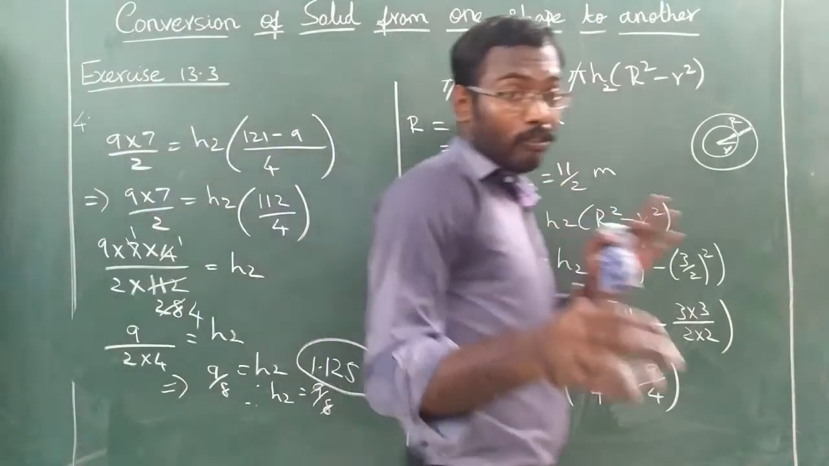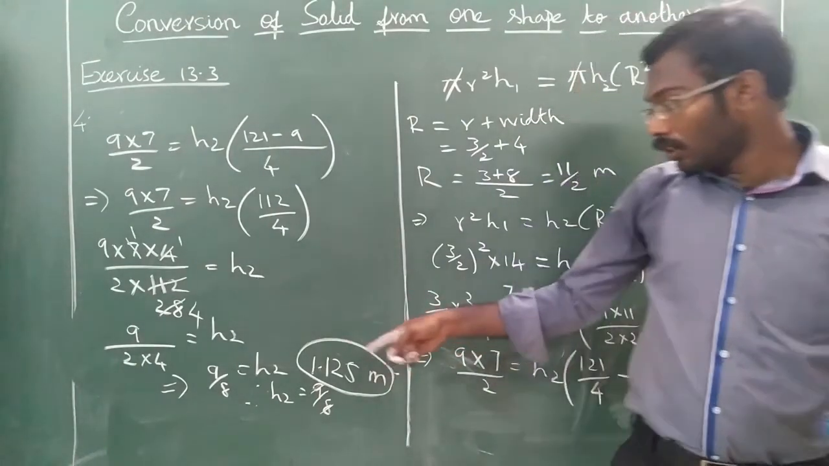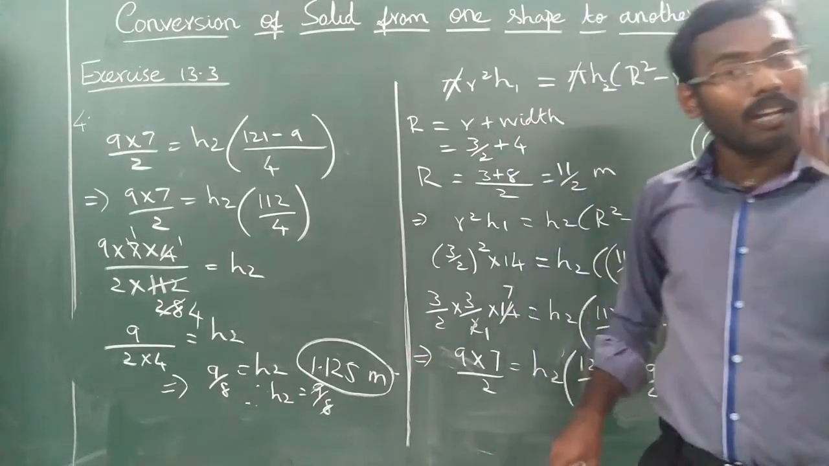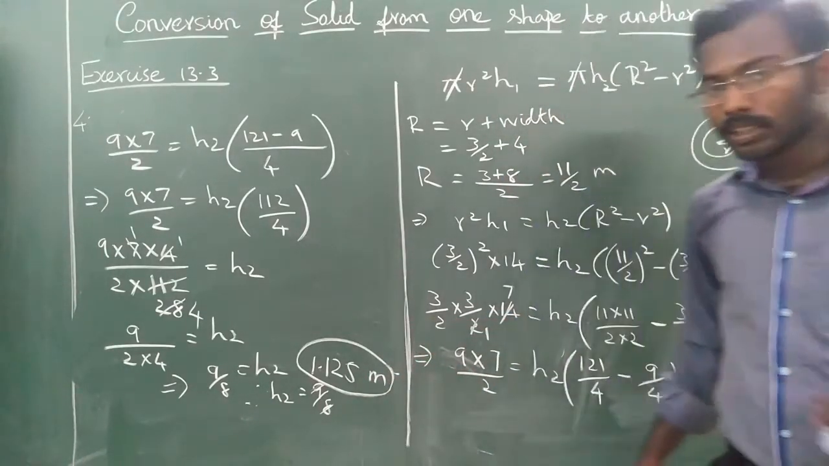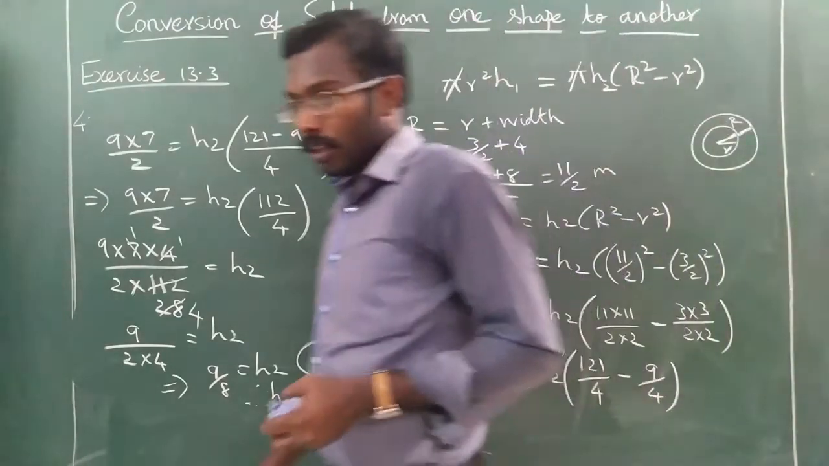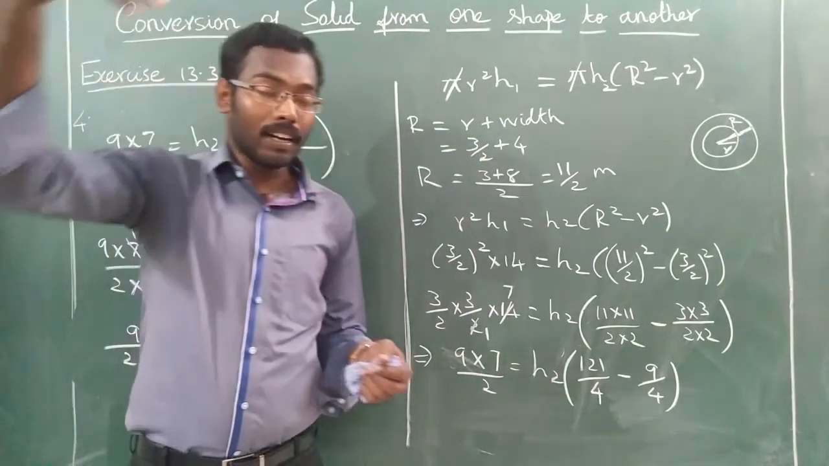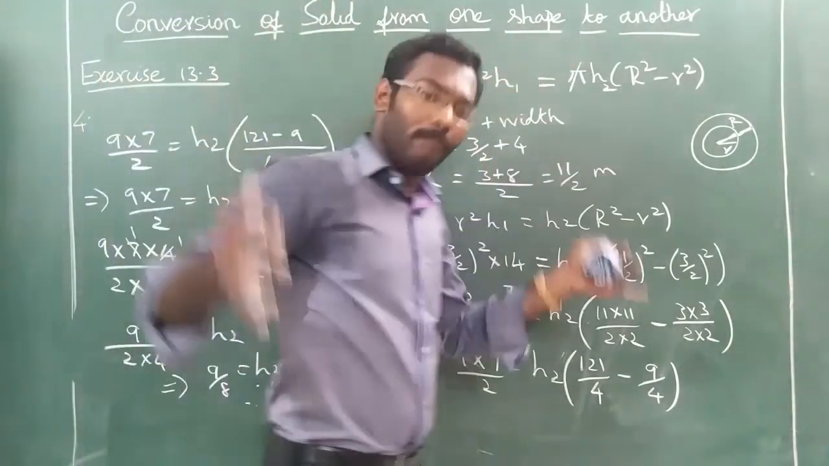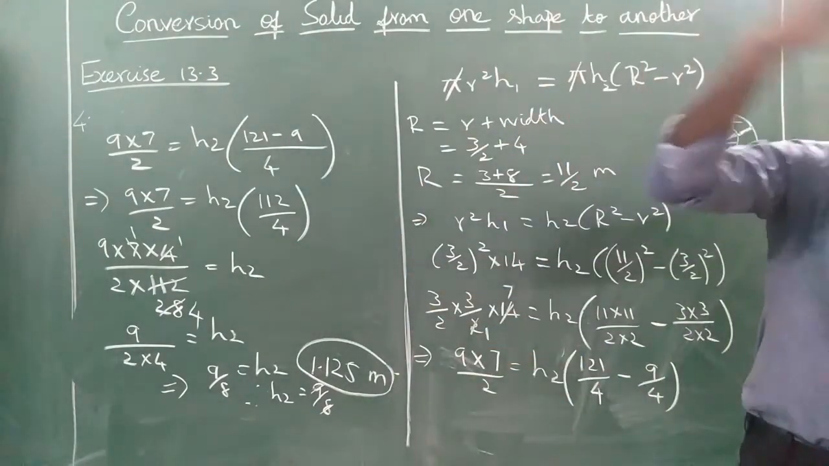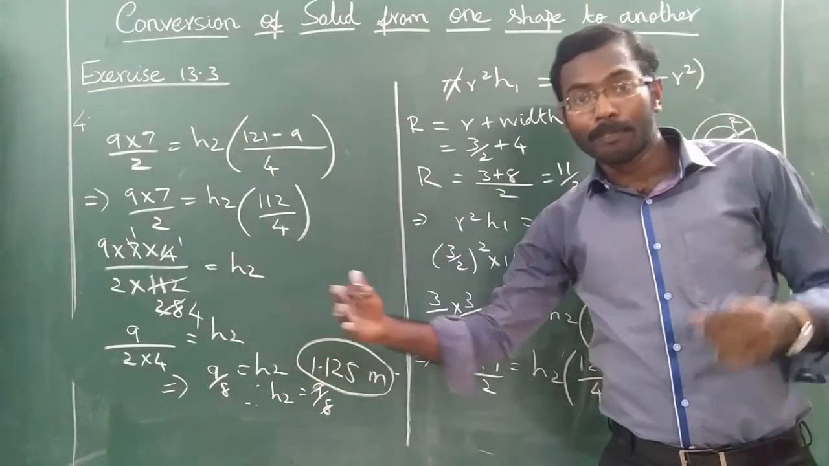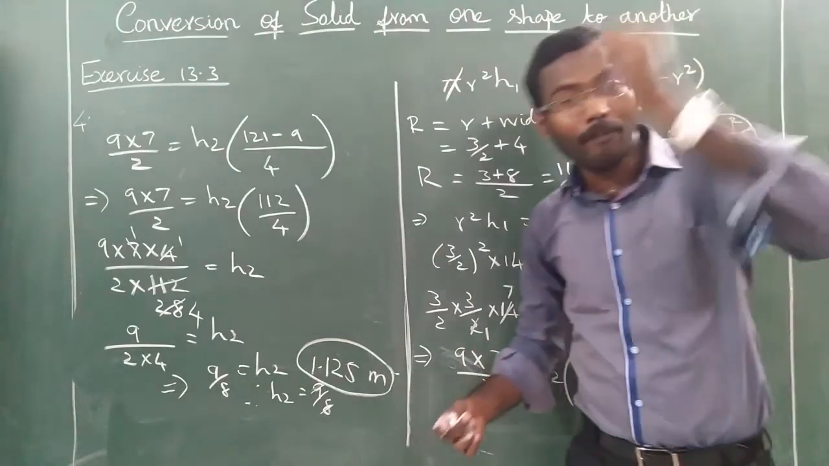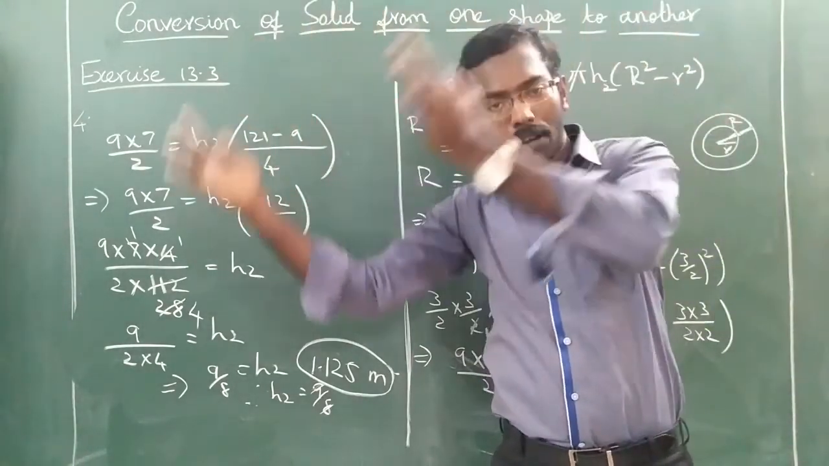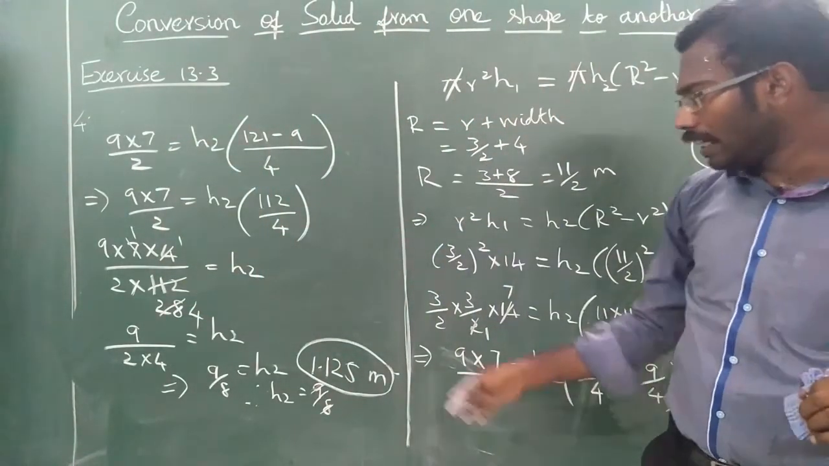So you have to be very careful. When height or radius is asked, no square or cube will come. When area is asked, then square will come. When volume is asked, then cube will come. Understood? So the concept is simple. You are digging a well, and with the help of the earth taken out from the well, you are making an embankment. Therefore, the volume of the well will be equal to the volume of the embankment. Well is in the shape of a cylinder, embankment is in the shape of a hollow cylinder. So you are equating volume of cylinder to volume of the hollow cylinder, and then you found the height of the embankment.